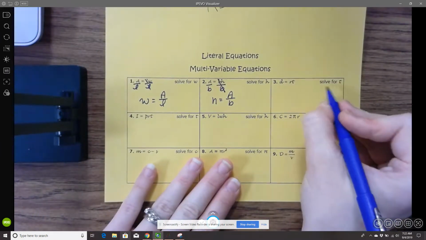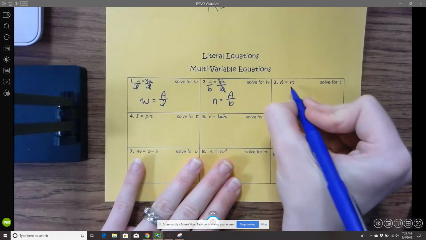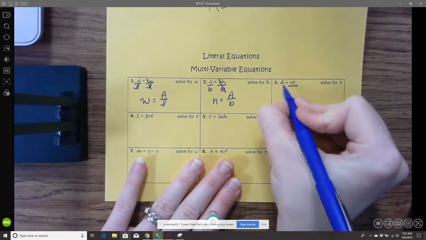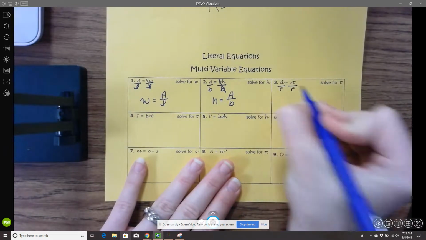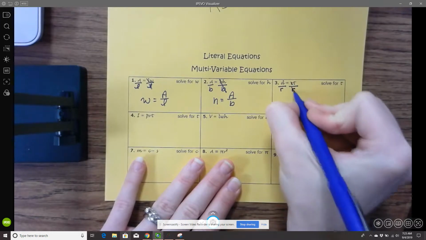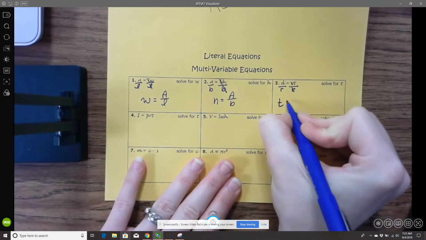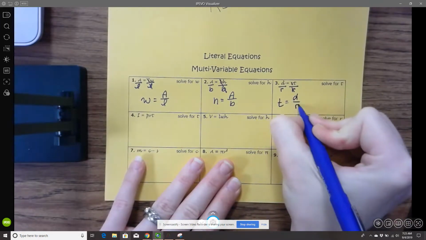All right, and this next one, it says solve for T. So I want T by itself. It's being multiplied by R. So I would divide both sides by R. So this R cancels here. So T would equal D divided by R.